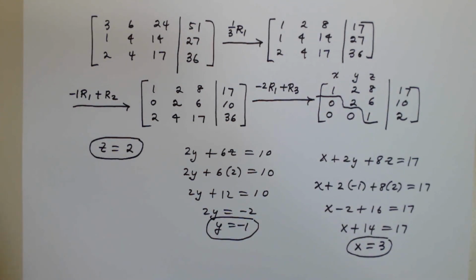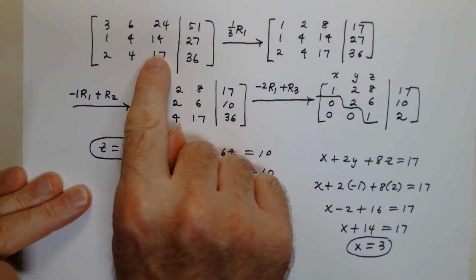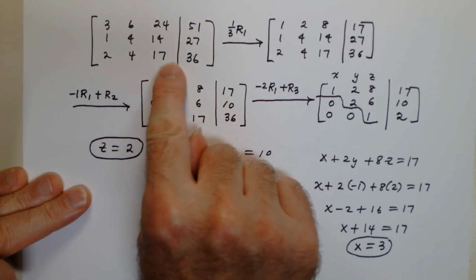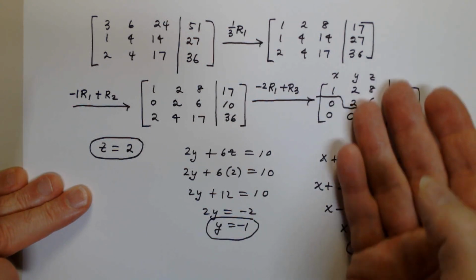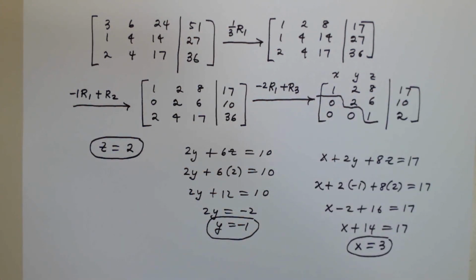And so that's how we can use our augmented matrices, our type 1, type 2, and type 3 operations to slowly whittle away at our original system of equations and get it into a position where we can quickly solve it through this process of back substitution.